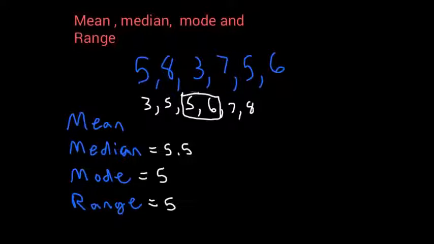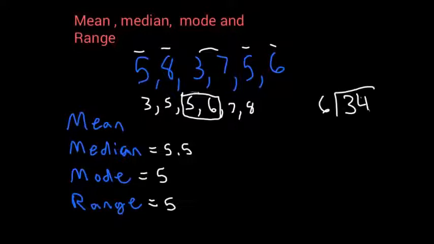And then last, I'm going to find the mean, and you find the mean by adding up all the numbers and dividing by how many numbers there are. So I'm going to add these all up, so make my life easy. 3 plus 7 is 10, 5 plus 5 is 10. That gives me 20, plus 8 is 28, and then 28 plus 6 is 34. So I got 34 divided by how many numbers I have there, which is 6.